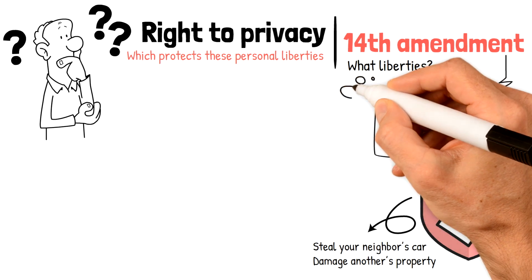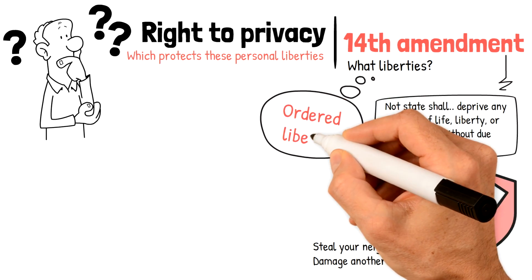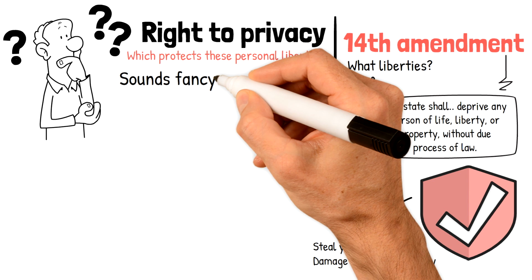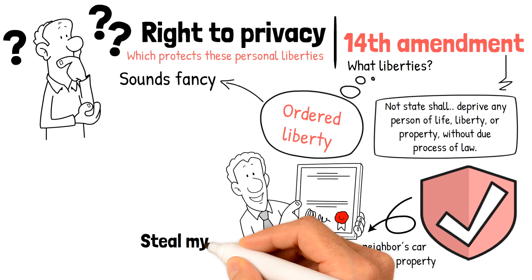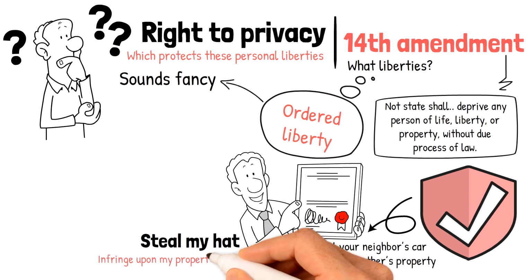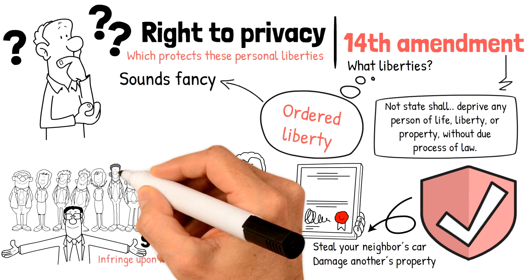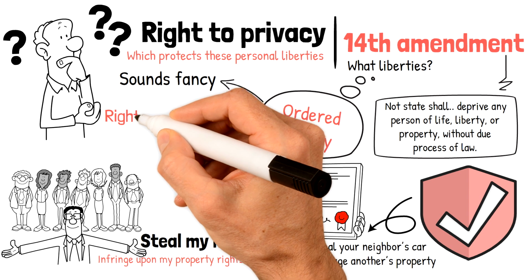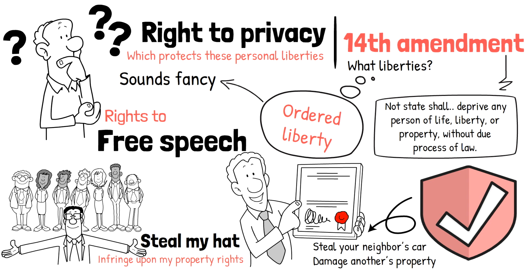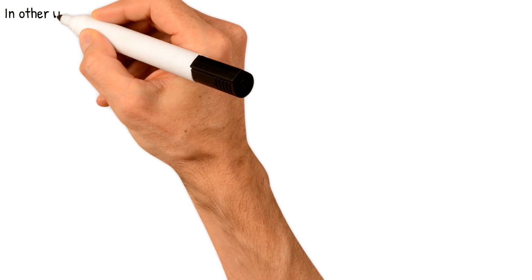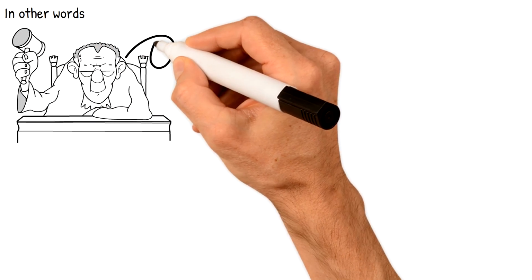The court writes that the 14th Amendment protects private actions which are fundamental to the concept of, quote, ordered liberty. Sounds fancy, but you can think about it like this. The Roe Court seems to assume that an action is an expression of ordered liberty if it does not infringe upon the rights of others. So you don't have the freedom to steal my hat because that would infringe upon my property rights. Likewise, censoring a preacher is not an expression of ordered liberty because that would infringe upon his rights to free speech. In other words, the Roe Court seems to assume that actions that do not infringe upon the rights of others are protected by the 14th Amendment.